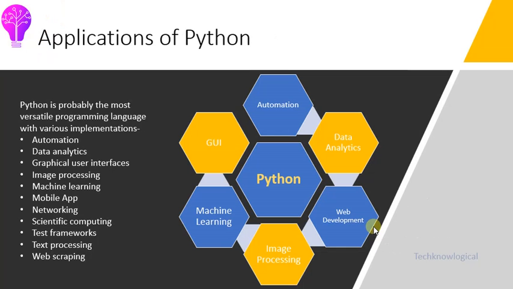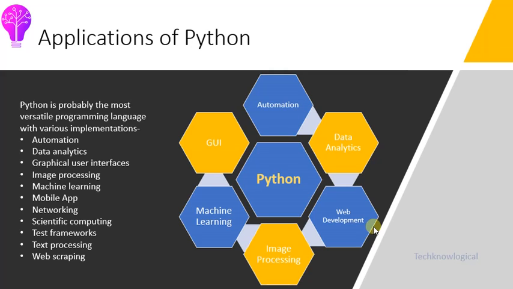Let's move on and see some of the major applications of Python. So probably Python is one of the most versatile programming languages available in the world right now, which can be used for anything, for any implementation wherever you need a programming language. Python will be very much able to do that. So it can be used for automation, or we can say we can use it for artificial intelligence to automate our solutions. Then we can use it for data analytics, databases, graphical user interface development, image processing, machine learning, scientific computing, text frameworks, and web scraping, web development, for almost everywhere wherever you need a programming language. Python will be able to do that.